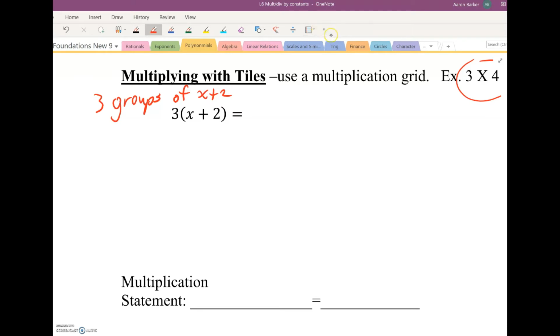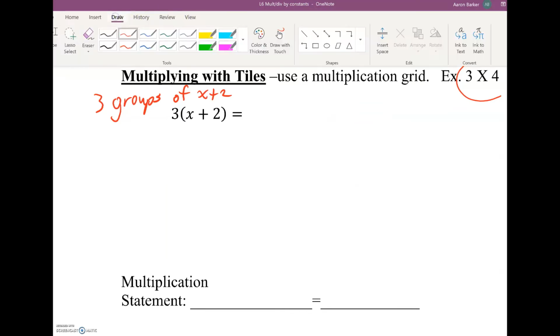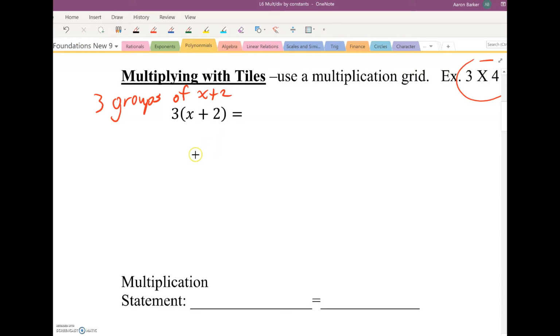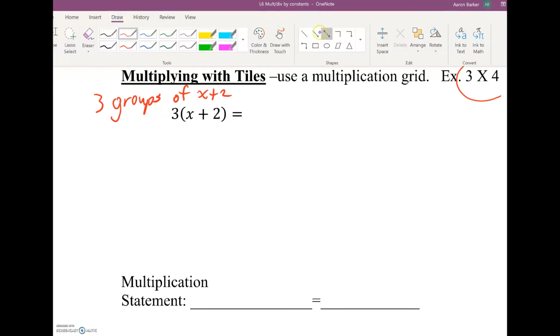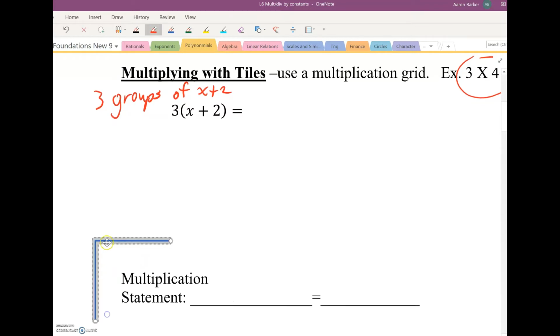Looking here, that's not what I'm looking for. We'll just go with this method. Here we go. We're going to make our multiplication grid. I don't really like it like that. How do I do this again? There we go. And I'll just move it up.